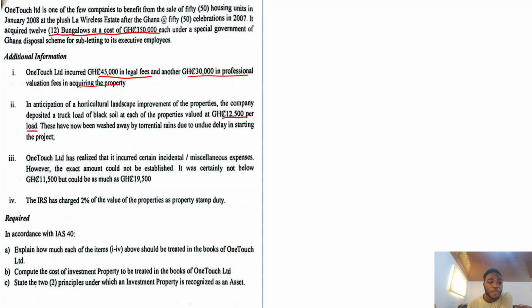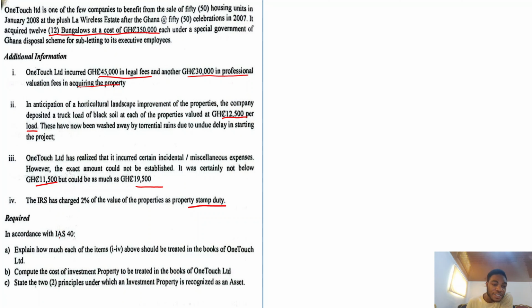It's very important. One Touch Limited has realized that it incurred certain incidental or miscellaneous expenses. However, the exact amount could not be established. It was certainly not below 11,500, but could not be as much as 19,500. So they are saying that this amount cannot be less than 11,500. It can also not be more than 19,500. The IRS has charged 2% of the value of the properties as property stamp duty. Of course, if you purchase a building, you pay stamp duty.